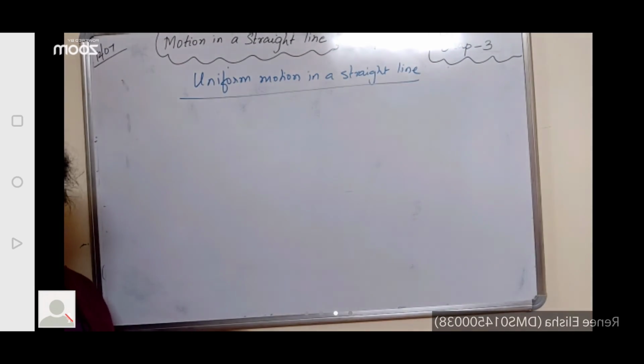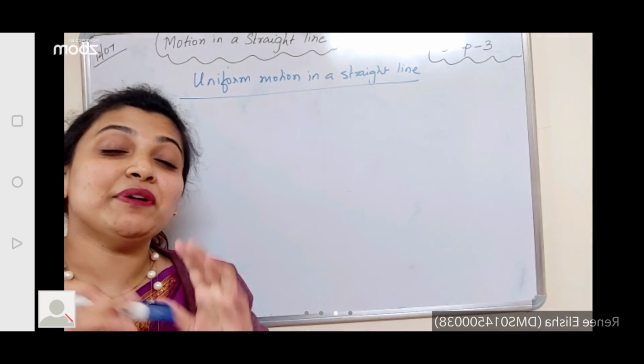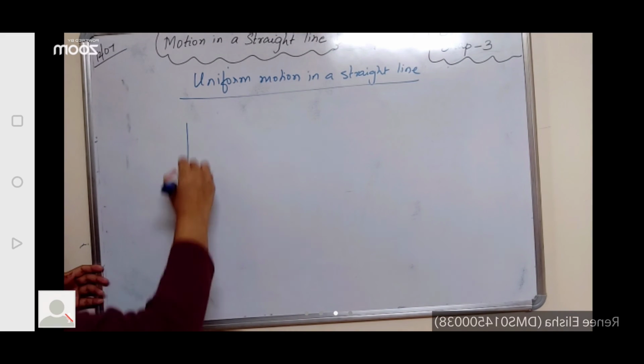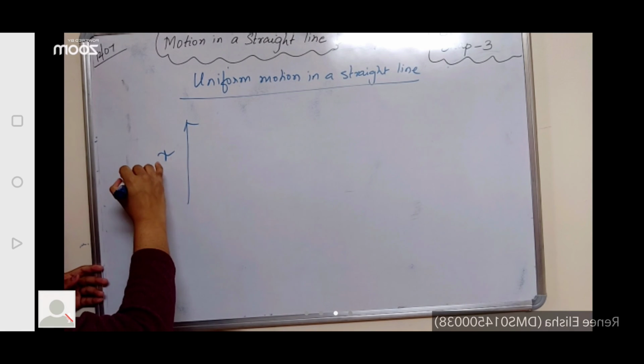Uniform motion in a straight line. Okay, now what do you mean by uniform motion in a straight line? What do you mean by uniform motion first? Now, if I'm taking my distance along the y-axis, let me denote distance as x.